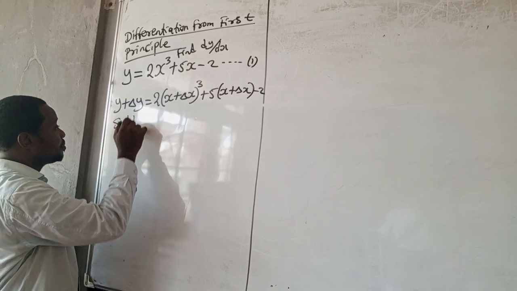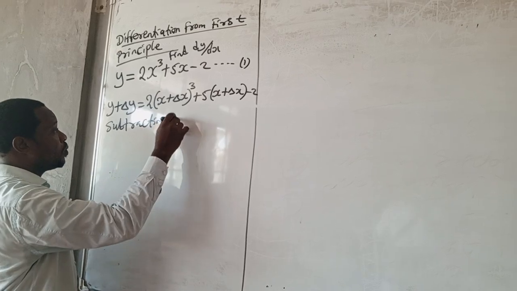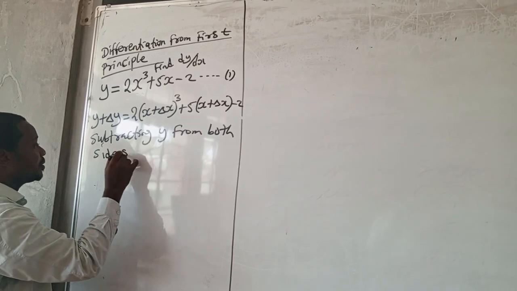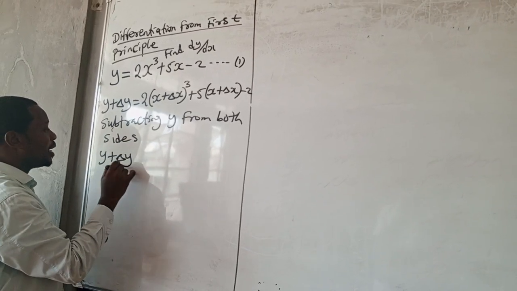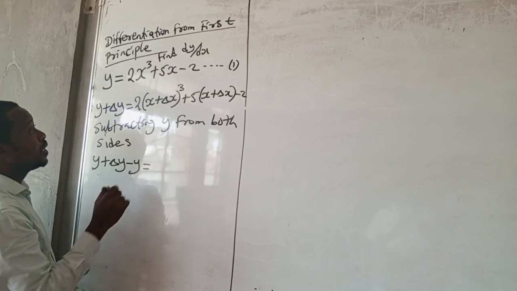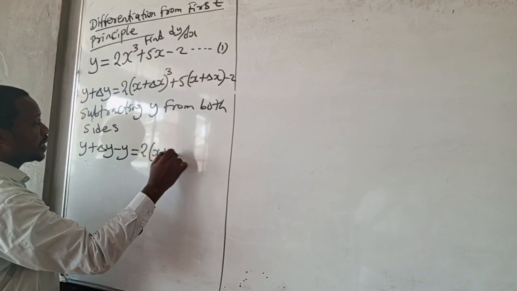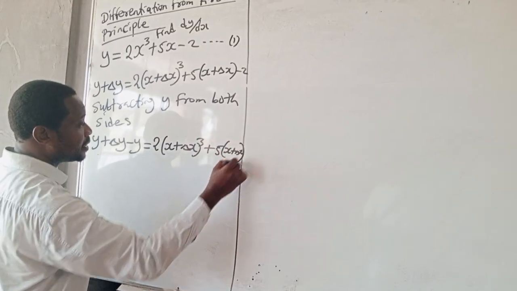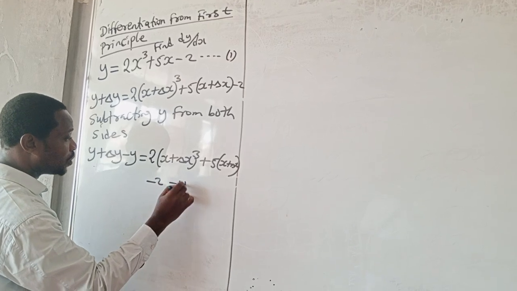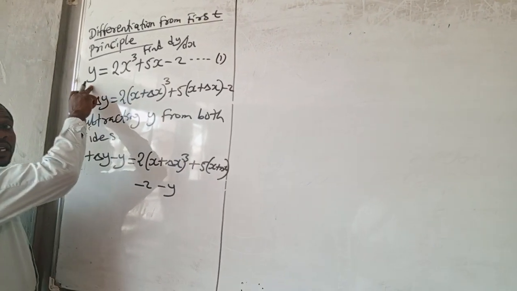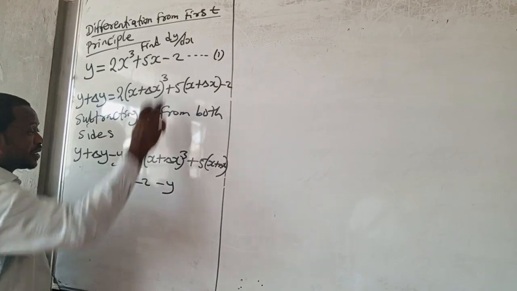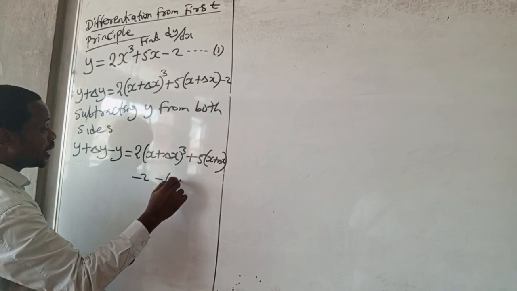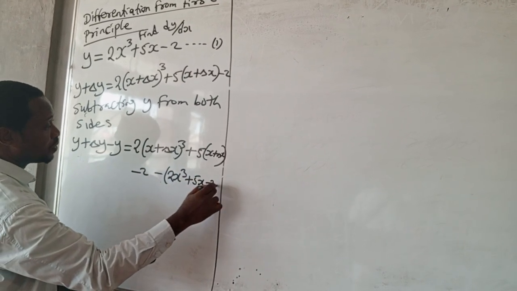So it says subtracting y from both sides. So you have y plus change in y minus y, equals 2 into s plus change in s raised to power 3 plus 5 into s plus change in s, then minus 2, then minus y. And you know that from equation 1, y is the whole of this thing. So you remove this y and write this: 2s raised to power 3 plus 5s minus 2.